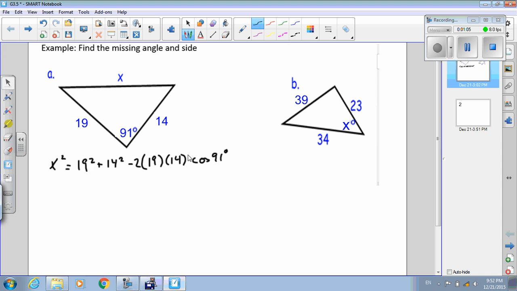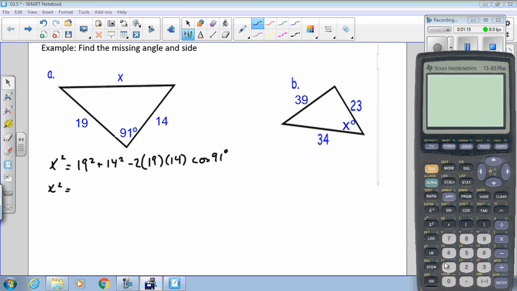Some calculators, you can actually fit all this on your calculator, especially when you're looking for a side. So we can do that with this one here. Let's do that. 19 squared plus 14 squared minus 2 times 19 times 14 times, there's a multiplication here, be careful, cosine 91 equals 566.3. Let's stop there for a moment.